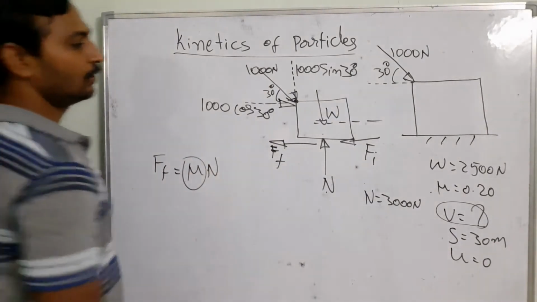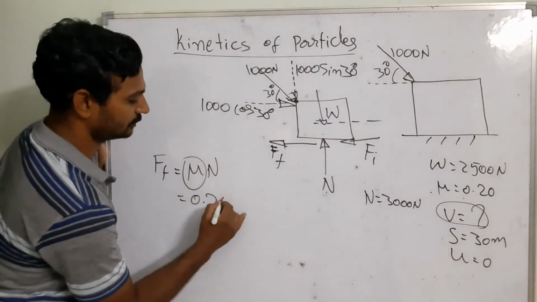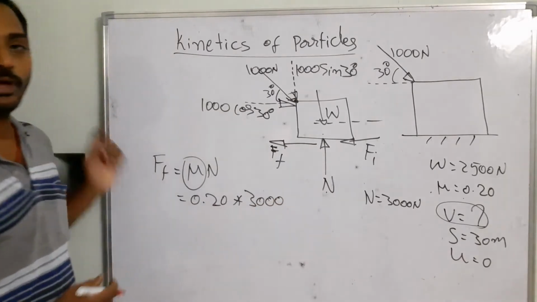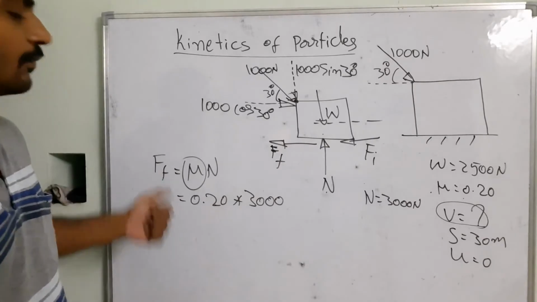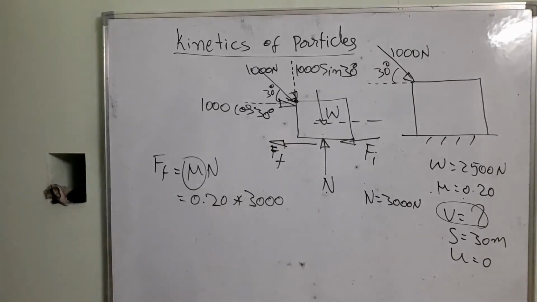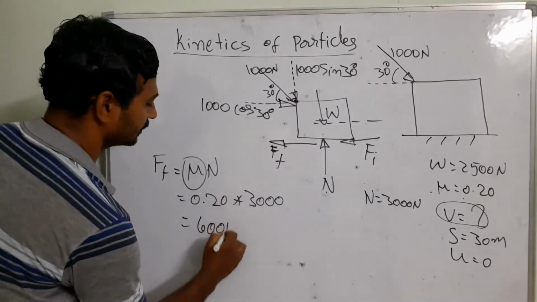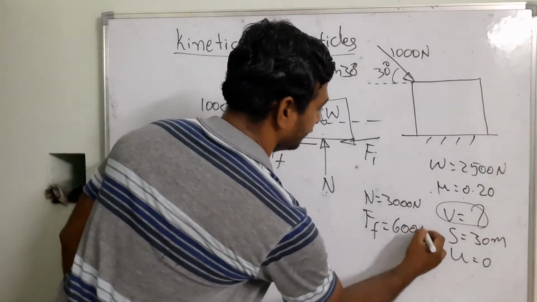This coefficient of friction is equal to 0.20 into 3000 newtons. If you multiply, what is the value of your frictional force? The frictional force is equal to 600 newtons. I am writing here Ff is equal to 600 newtons.